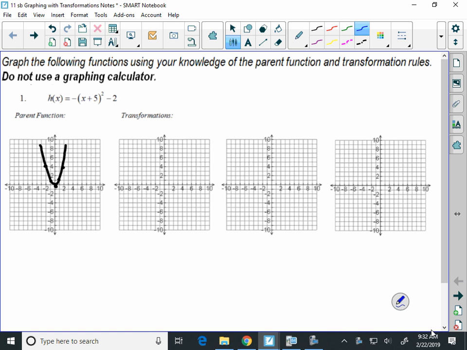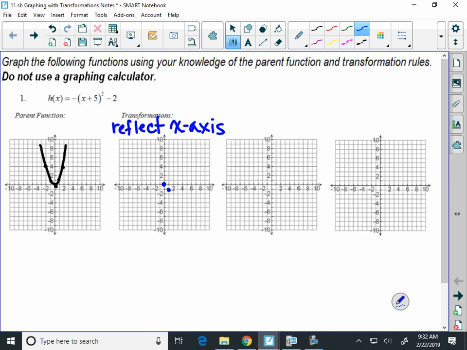The negative in front of the function tells us that we're going to reflect our graph over the x-axis. So as we start to graph this without using a calculator, all that that's going to do for us is turn our graph upside down. I'm going to start with the vertex, and the vertex is going to remain 0, 0. But instead of the point 1, 1, our point is going to be 1, negative 1.